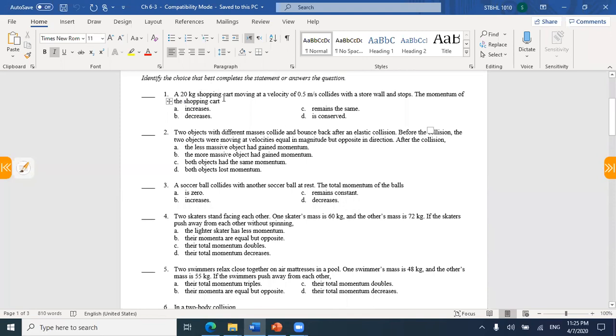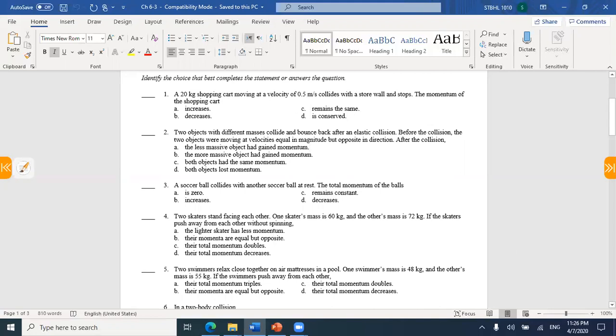A 20 kilogram shopping cart moving at a velocity of 0.5 meter per second collides with a store wall and stops. What will happen to the momentum of the shopping cart? It was moving and then stops. We are talking about the momentum of the shopping cart only. Initially, it was moving with 0.5 meter per second, so there was a momentum. But finally, it stops, so V final is 0, so its momentum decreases. Okay, do the other questions, please.